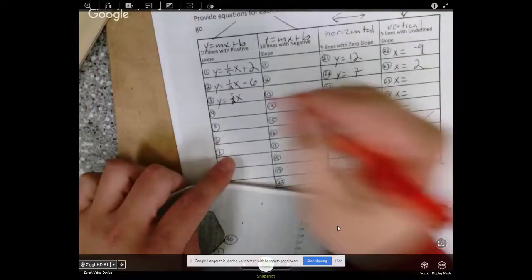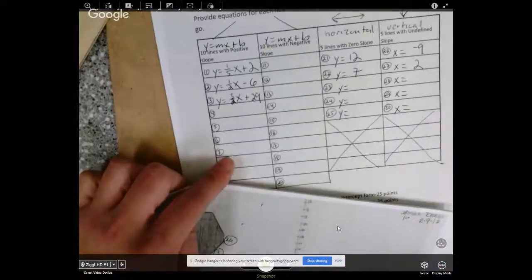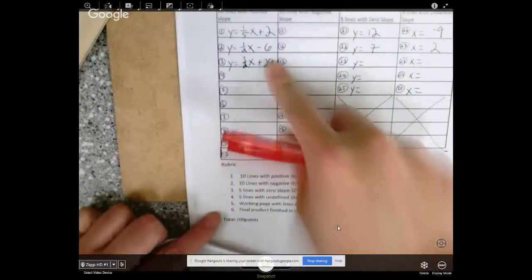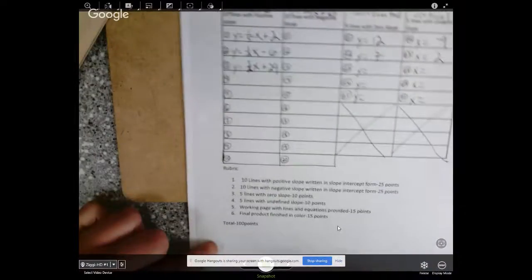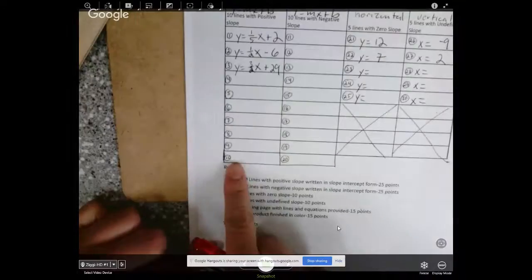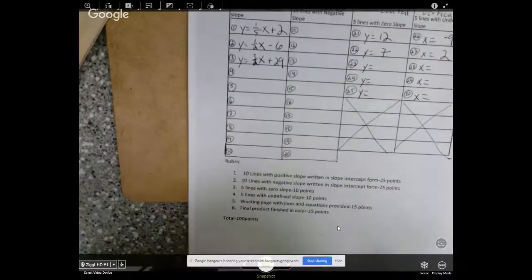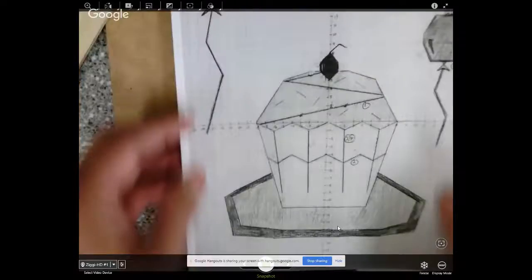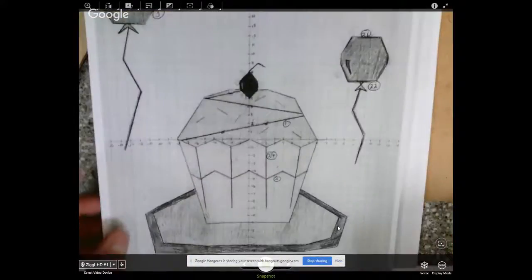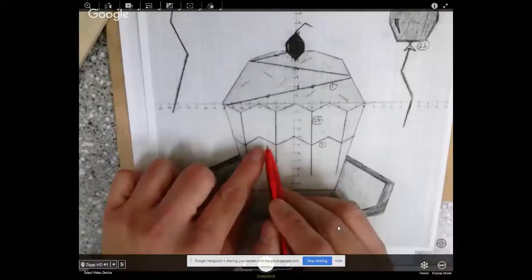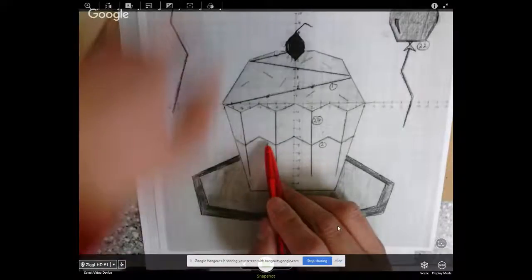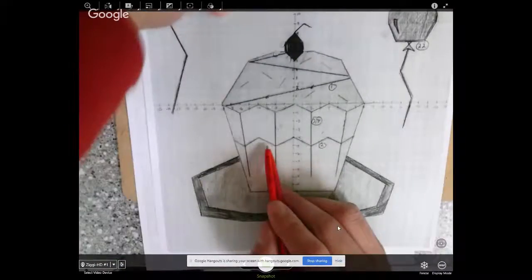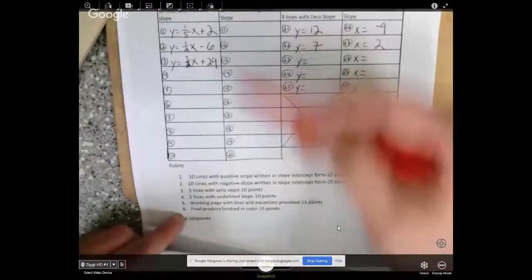All right, so you'll do that for positive slope lines. You'll find 7 more, all the way up to 10. For negative slope lines, I'll do a couple of these. I need lines going left to right, going down. Here's a good left to right line that's going down, right? And we're going to number these 11 through 20. I'm going to start with 11.